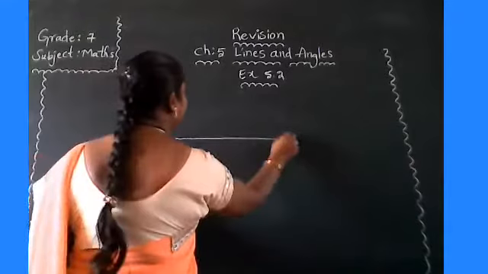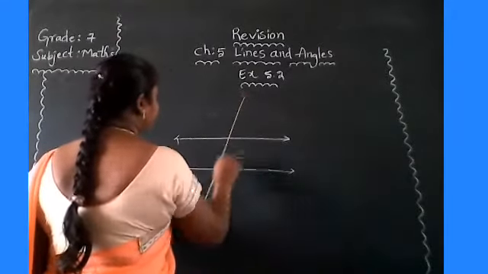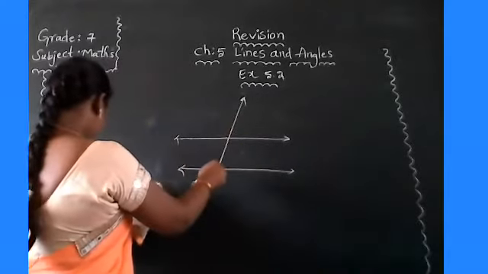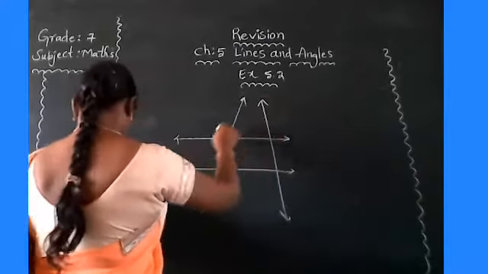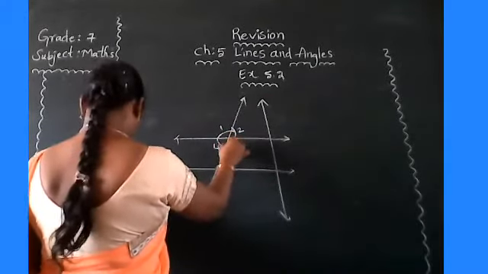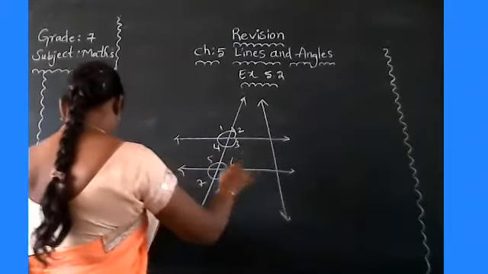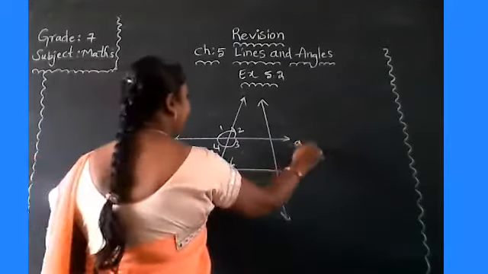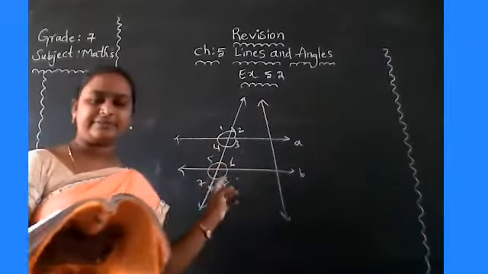So here, the transversal cuts the parallel lines. Two transversals are given. Some angles are formed, that are 3 and 4, 5, 6, 7, 8. Here A and B are the two lines and these are transversal lines. Here are the angles 1, 2, 3, 4, 5, 6, 7, 8.